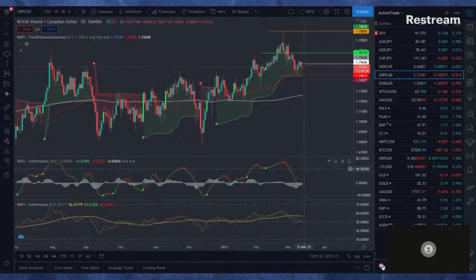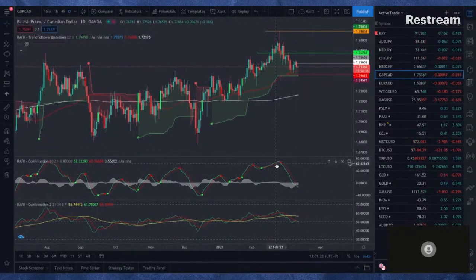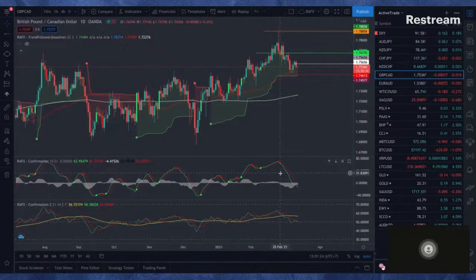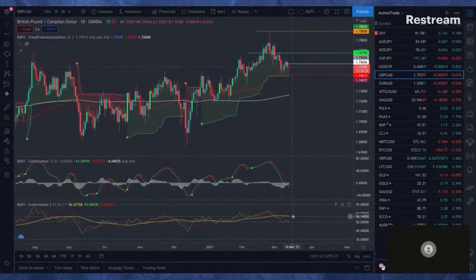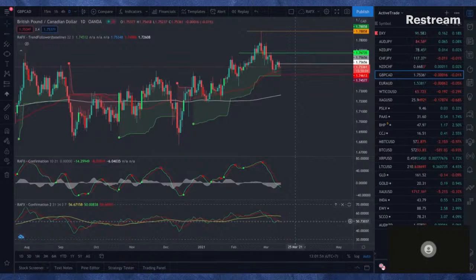And even though we see that there is a sell signal here, this may recover, and also confirmation 2 is still in the buy zone. So until the price closes below the 50 baseline and confirmation 2 is in the sell zone, then I will exit this position.